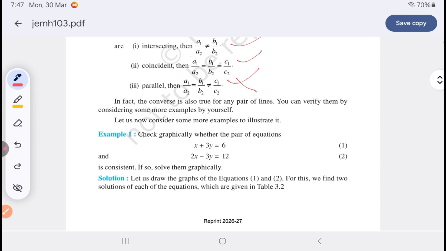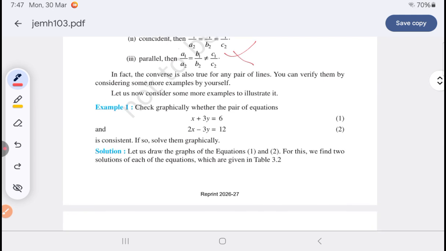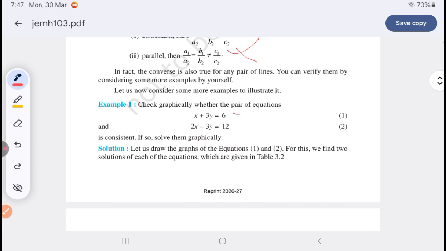Now check graphically whether the pair of line equations x plus 3y equal to 6 and 2x minus 3y equal to 12 is consistent. So let's represent these two lines graphically.